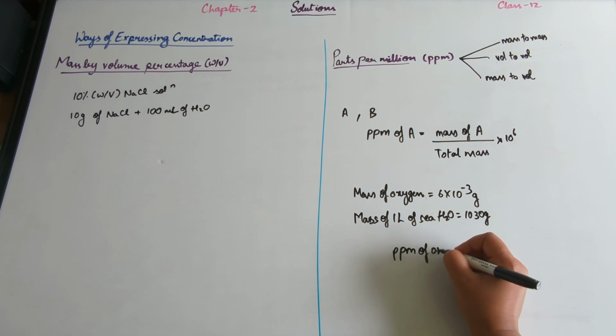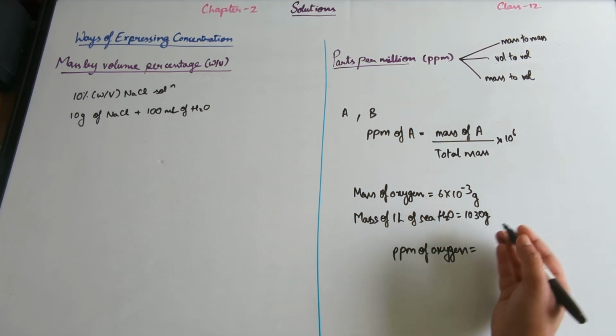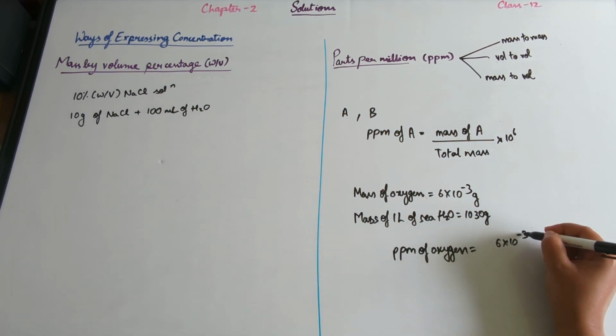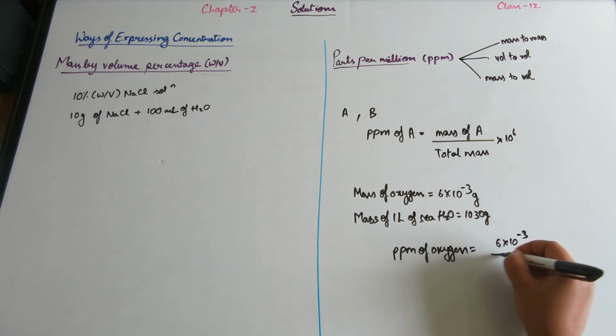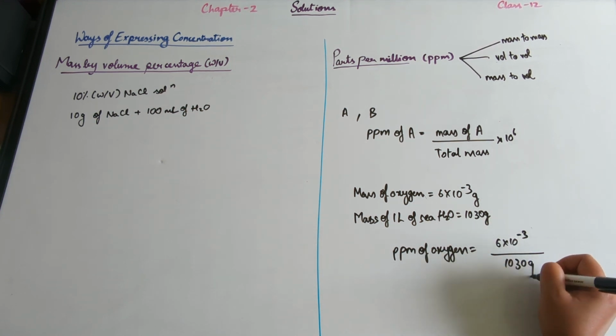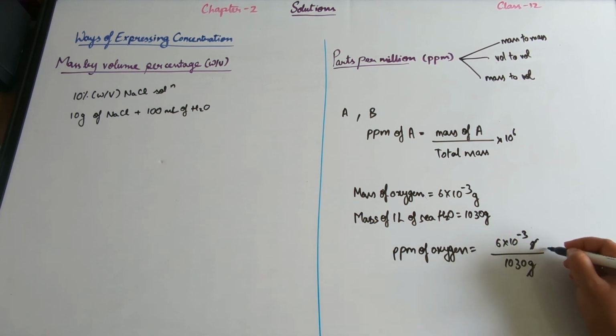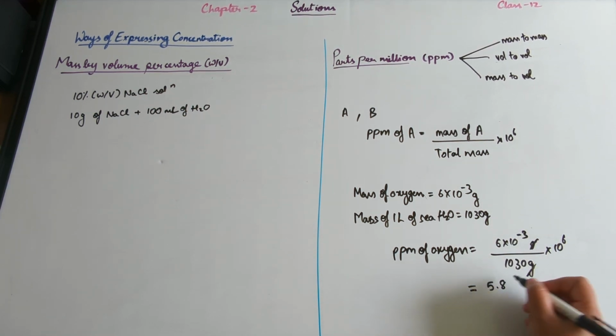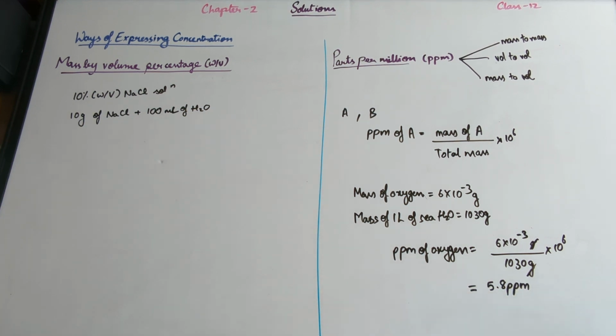So the parts per million of oxygen will be equal to the mass of oxygen, that is 6 into 10 to the power minus 3, divided by 1030 grams, and this is also in grams, so this and this get cancelled, and into 10 to the power 6, and this equals 5.8 ppm. So this means that in 1 liter of seawater, 5.8 parts per million of oxygen is present.